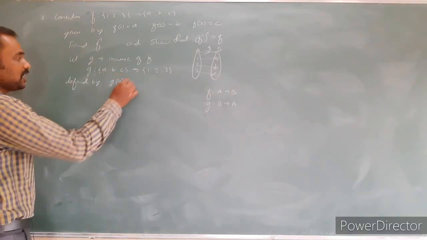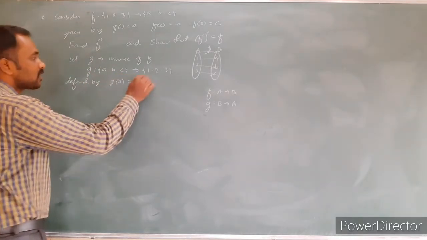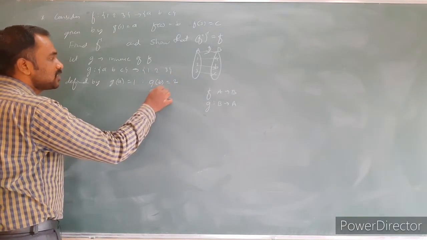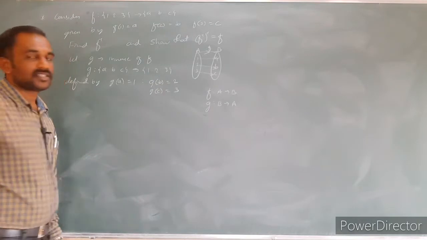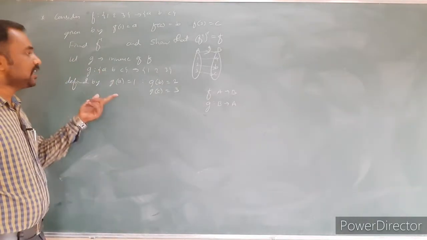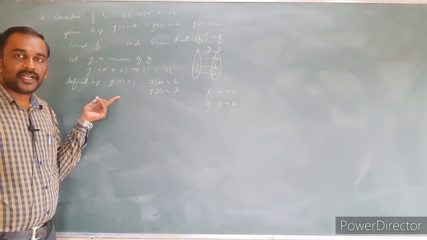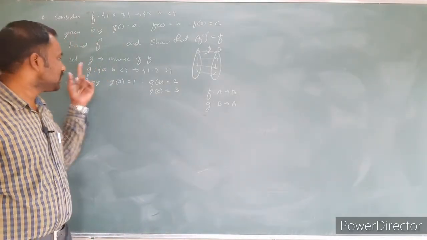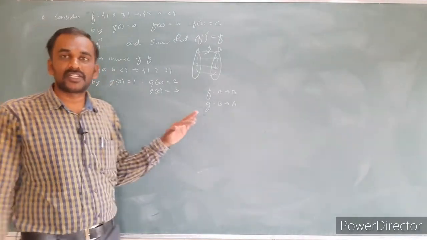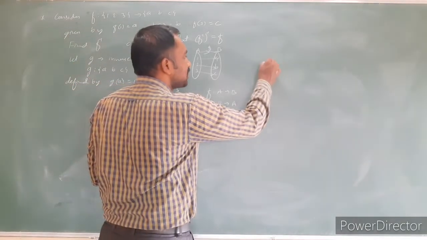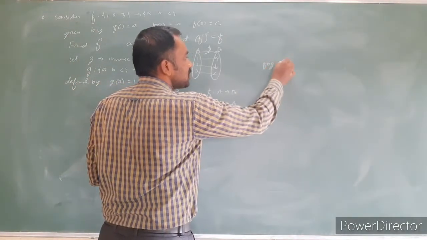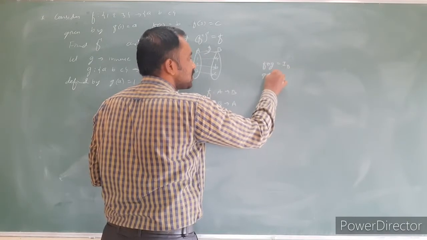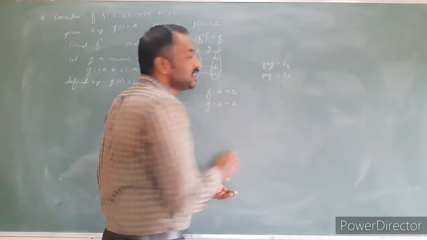The image of A under the function G is 1. The image of B under the function G is 2, and the image of C under the function G is 3. I only define it in such a way. Now I am going to verify whether this function G satisfies the condition or not. What is the condition? F circle G is equal to the identity element on the set B, and G circle F is equal to the identity element on the set A.